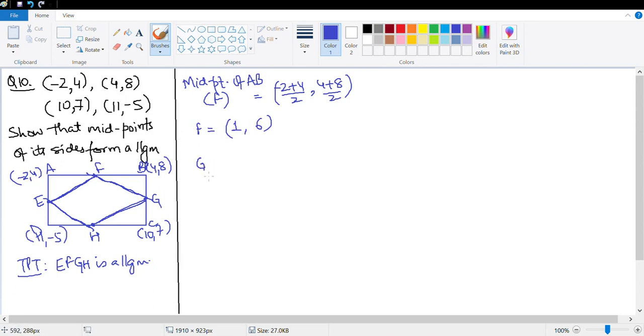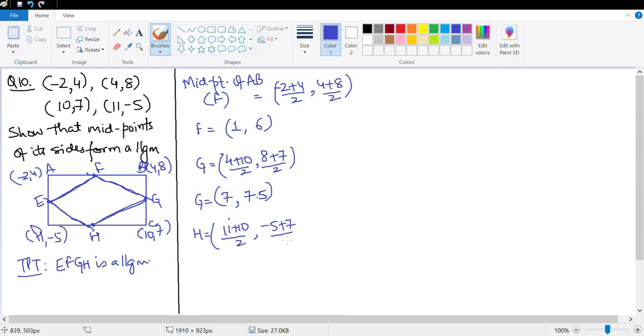Let's look at G. G will be equal to (4 plus 10) upon 2 and (8 plus 7) upon 2. So G will be equal to 14 upon 2, which means 7, and 15 upon 2. Let's for now write it as 7.5. Let's calculate coordinates of H. H will be equal to, is that 11? Yes, that's 11. So (11 plus 10) upon 2 and (-5 plus 7) upon 2. Therefore, H will be equal to 21 upon 2, which is 10.5, and that's 2 upon 2, which means 1.